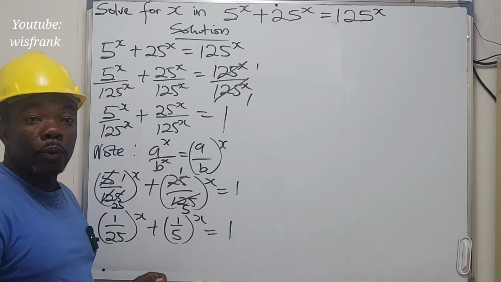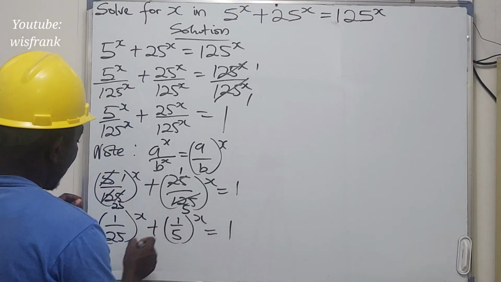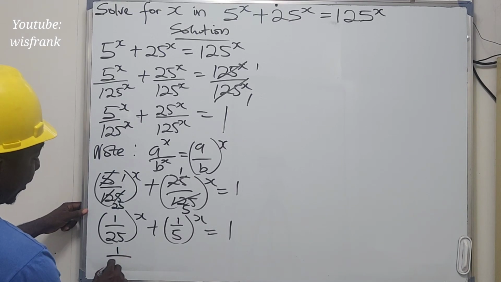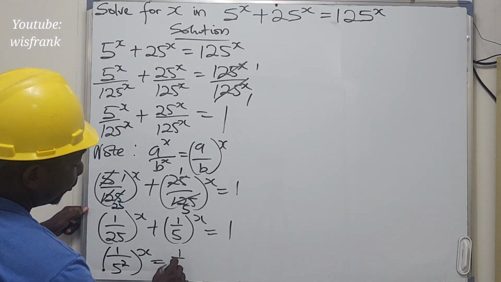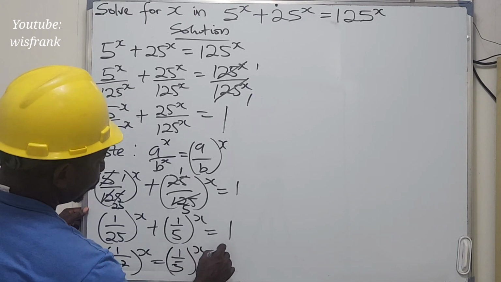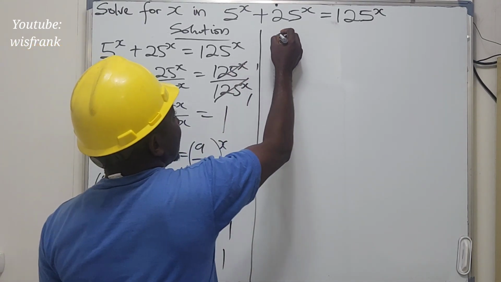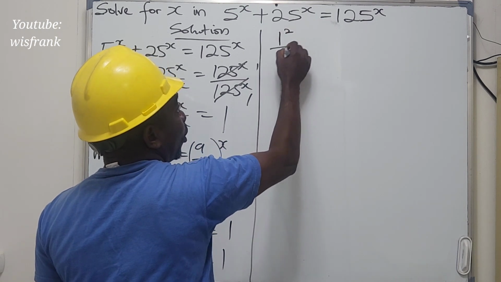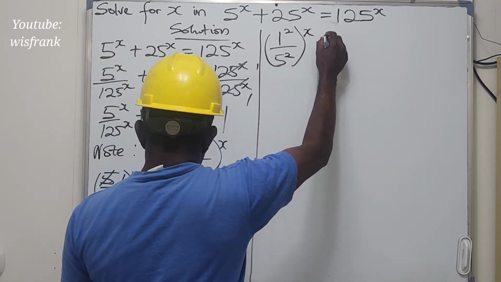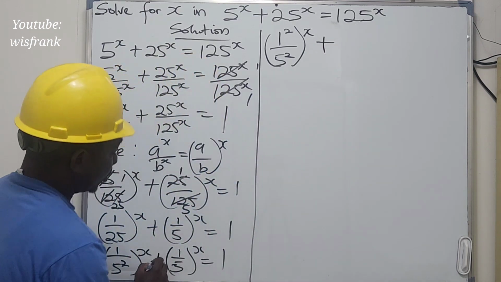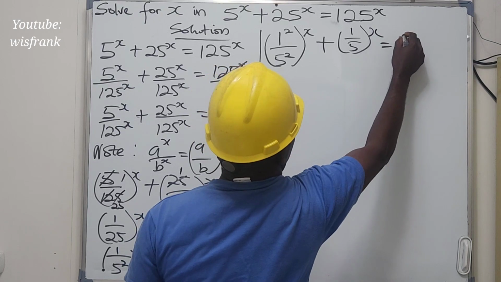So in this case, we have 25 here. 25 is the same thing as 5 to the power of 2. So we can write this as 1 all over 5 to the power of 2, all to the power of x, plus 1 all over 5 all to the power of x equals 1. So here we can write this as 1 to the power of 2 all over 5 to the power of 2, all to the power of x, plus 1 all over 5 all to the power of x equals 1.